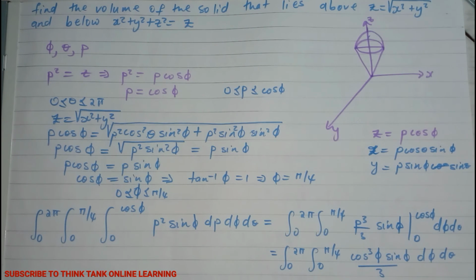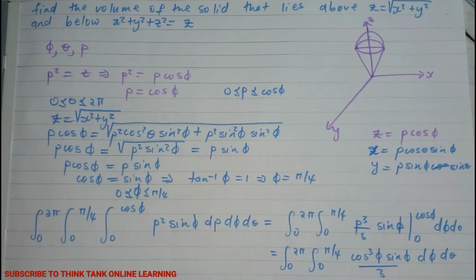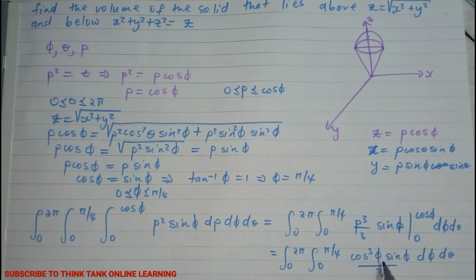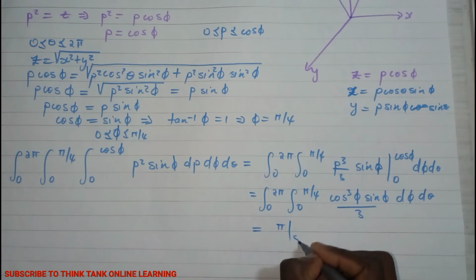Now we want to integrate cos cubed phi sine phi. I'm not going to integrate it here. If you want to know how to integrate it, you can check any of my videos where I integrated something like this, the video I told you to watch. I'm trying to save time. If you integrate with respect to phi and then with respect to theta, you're going to get your answer, pi upon 8.